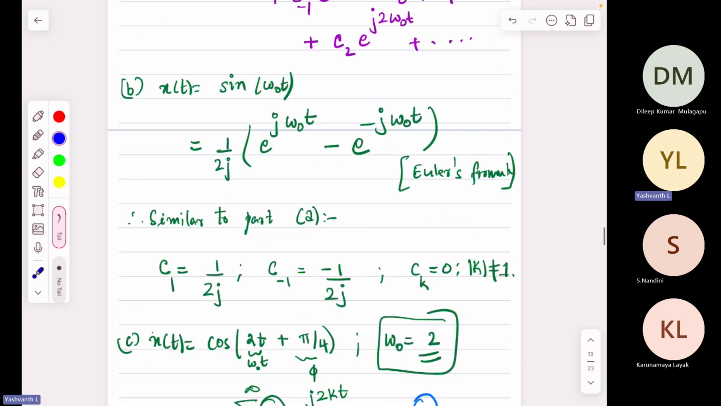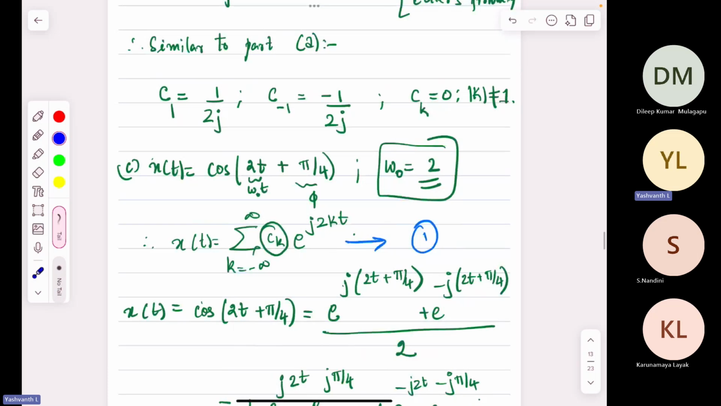Fine, let's do that. Recall that if I write cos(2t plus pi by 4), what does it mean? The general formula for any sinusoidal signal is cos(omega naught t plus some phase phi). And the given signal is cos(2t plus pi by 4). You just compare term by term. You can show that omega naught is equal to 2 and phi is equal to pi by 4. Therefore, we got the frequency of the signal, that is omega naught is equal to 2.